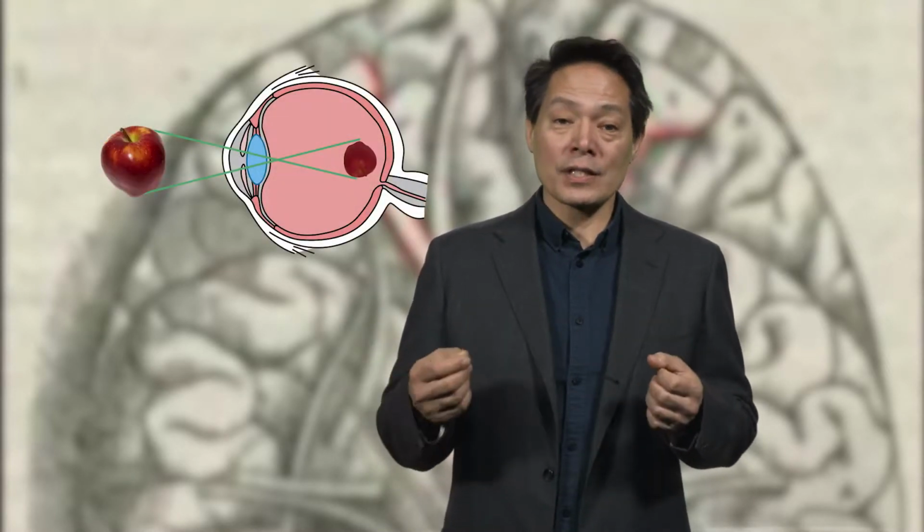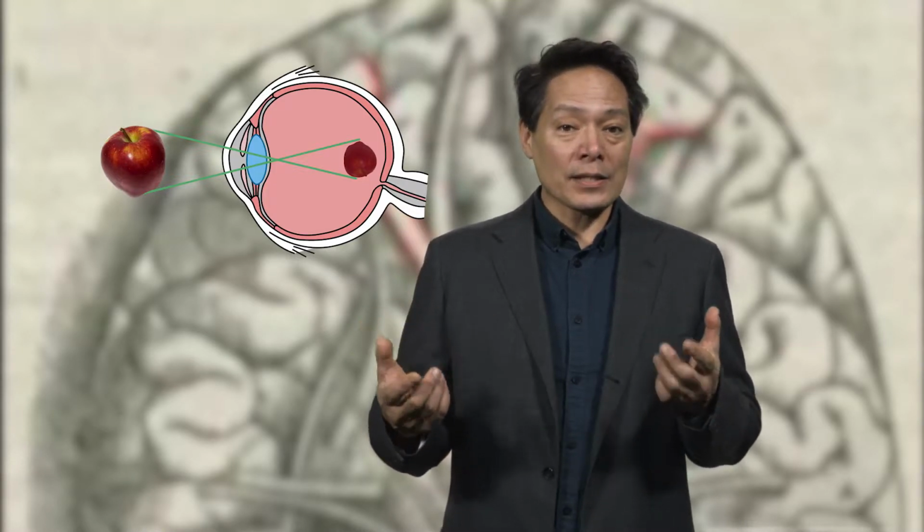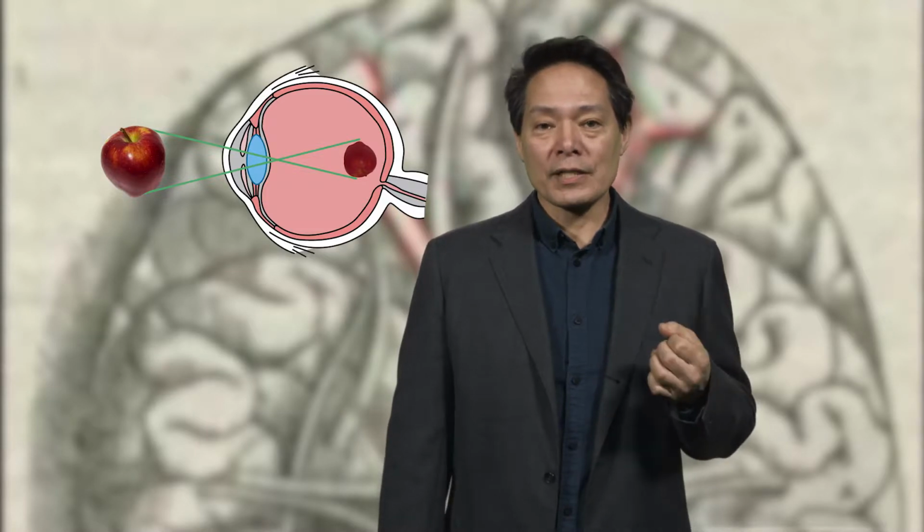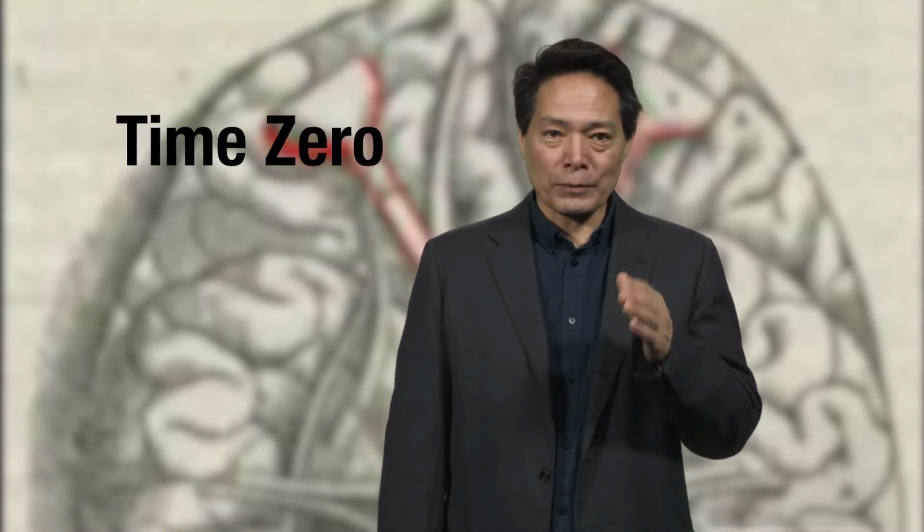Neuroscience has largely worked out the basic information processing steps that lead to the construction of our conscious experience of the world. Light reflects off of surfaces in the world. This reflected light passes through the cornea, pupil, and lens before being detected by photoreceptors in the retina. Let's call the moment that light is detected by cells in the retina time zero.